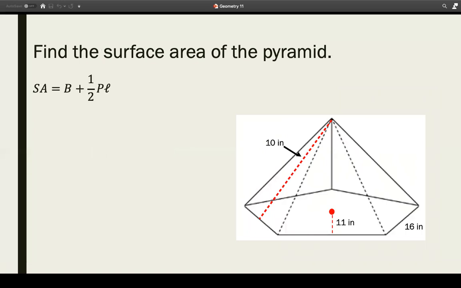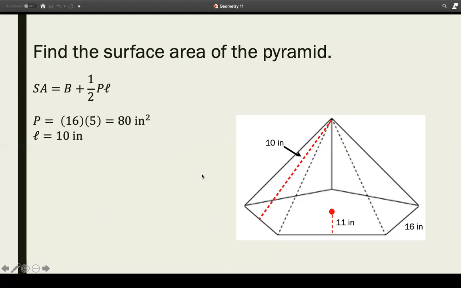So here's a reminder of our formula. Surface area equals B plus 1/2 PL. In this case, our base is a pentagon. We know that our perimeter would just be 80 because we have 16 per side of this pentagon. So 16 times 5 gives us 80 for our perimeter. And we know our slant height is 10. So we've got P and L, but we don't have B yet. We've got to find B, but we can do that because this is a regular pentagon.